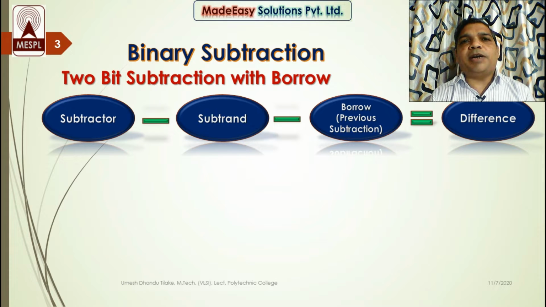That means subtractor, subtrahend and borrow given to previous subtraction are all 0 or all 1.